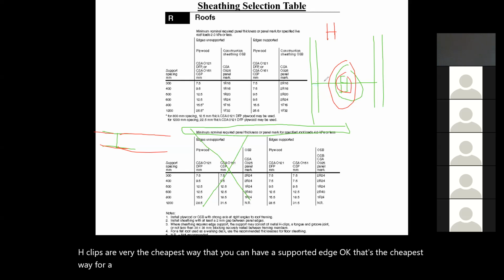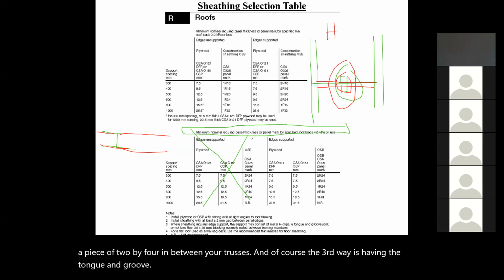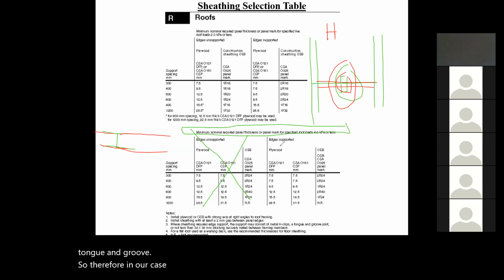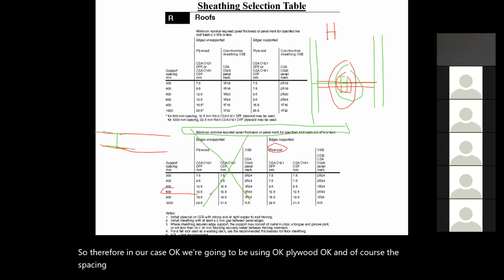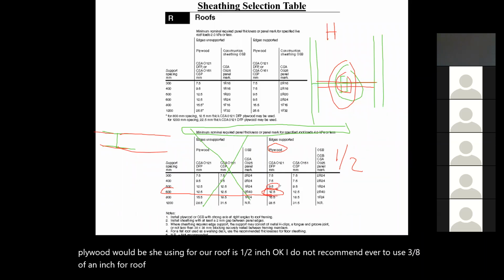The second way, you can put blocking in between, in other words, a piece of 2x4 in between your trusses. And of course, the third way is having the tongue and groove. So therefore, in our case, we're going to be using plywood, and of course, the spacing of the roof trusses is always at 2 feet. So the minimum thickness of plywood we'll be using for our roof is 1/2 inch. I do not recommend ever to use 3/8 of an inch for a roof. Always use 1/2 inch, and therefore we know that 1/2 inch plywood is ample to support 4 kPa, which the snow load in Montreal does not exceed.